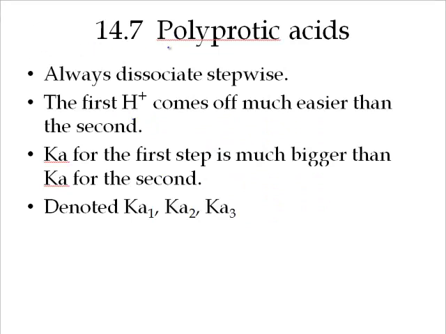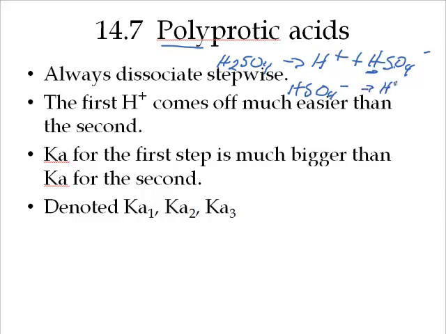This is on polyprotic acids, and all that means is more than one proton. So if you think about something like sulfuric acid, it's going to dissociate like this, and then HSO4 minus. Now, what that means is when HSO4 minus is floating around, it can also lose another H and just have the sulfate ion floating around. So it's got more than one proton to dissociate.